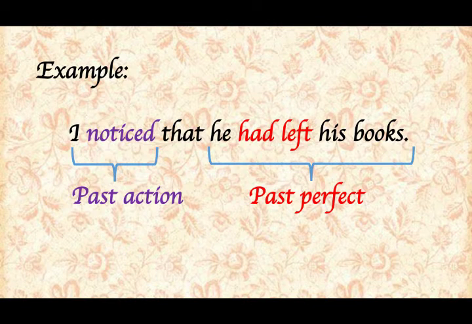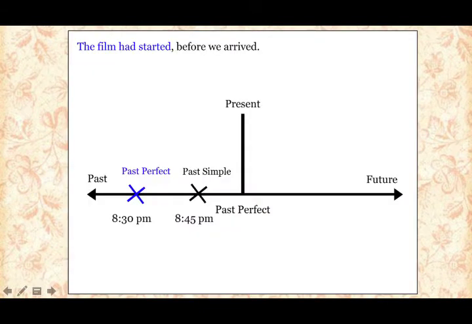I noticed is the past action, the verb is in simple past, and he had left his books is in past perfect. In this graphic you will see that the past perfect is before the past action, so it is the first action. For example, the film had started before we arrived. We arrived at 8:45 and the film started at 8:30.